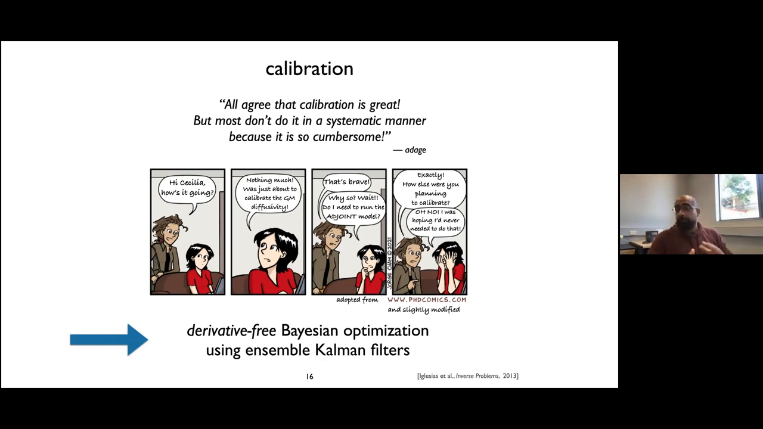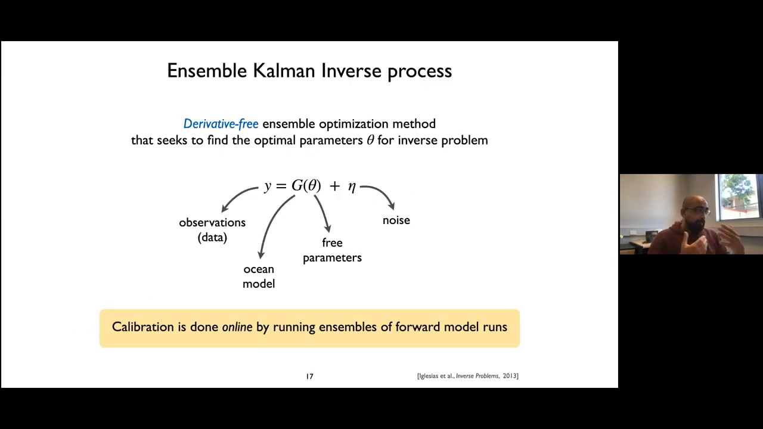So the good thing is that we don't really need an adjoint model, because what I'm suggesting we use is that there are new techniques for Bayesian optimization, which do not require any adjoint model, are derivative free, and use essentially ensemble Kalman filters, and that's what we are using to calibrate parameterizations. So let me talk a little bit about that. So the ensemble Kalman inversion process is.